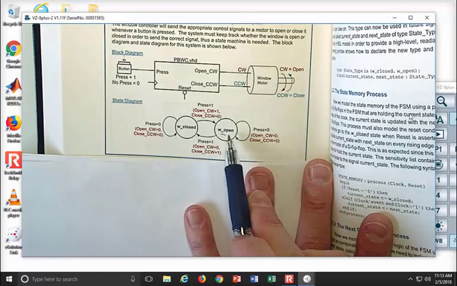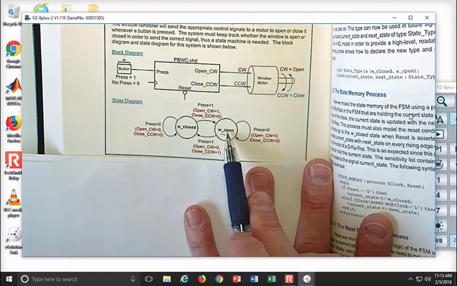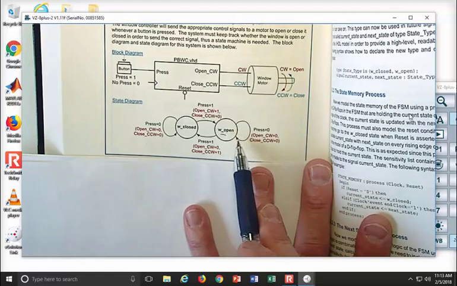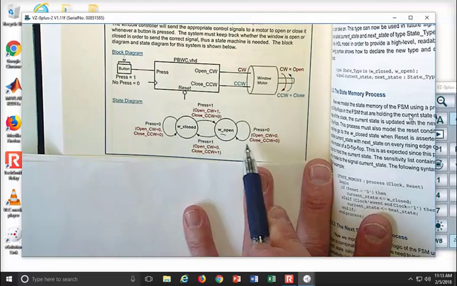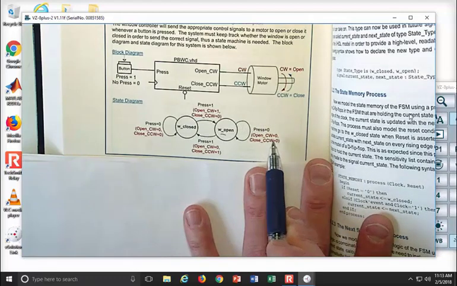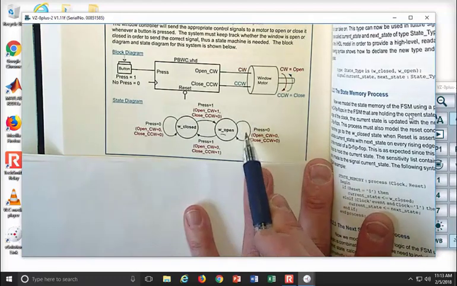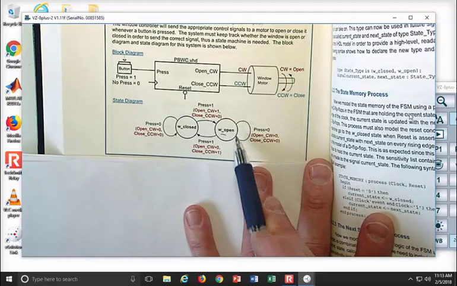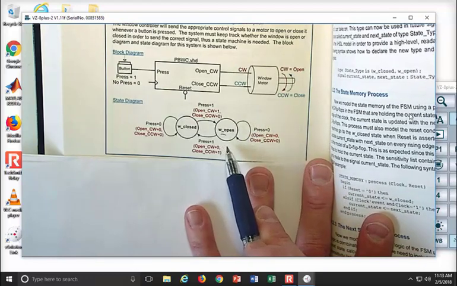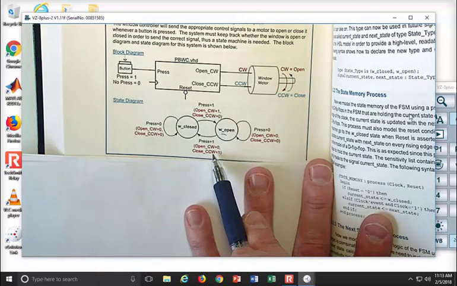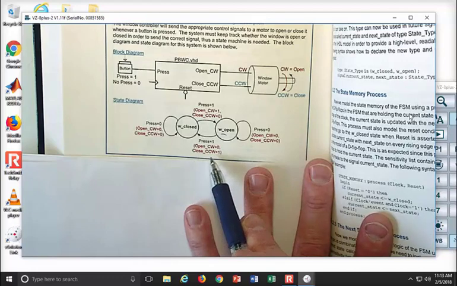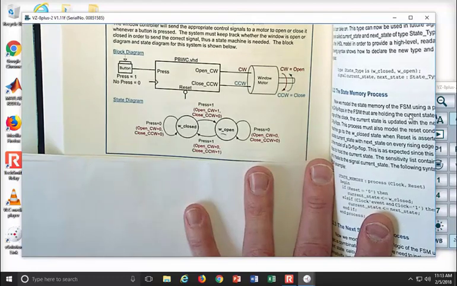Okay. The window has now been opened. We know that it's in an open state because we're in the open state, W open. If I do not get a press, what I'm going to do is just sit in that state, and I will keep the outputs deasserted. So I'm just going to sit here and go, my next state is W open, next state is W open, next state is W open. If I get a press, I'm going to do something different with my outputs. I am this time going to close the window by asserting close CCW. This is the whole magic.